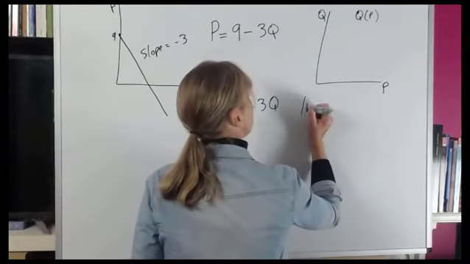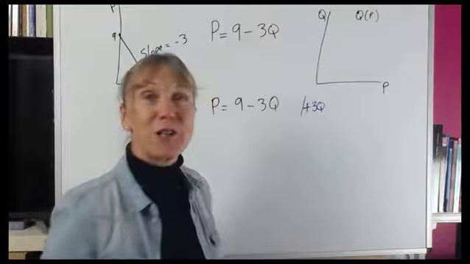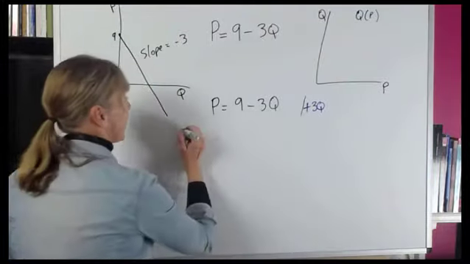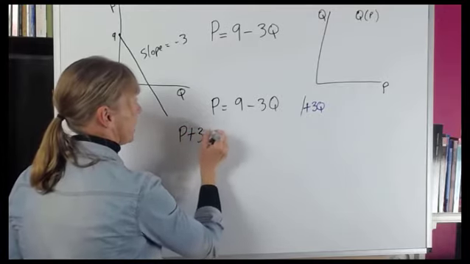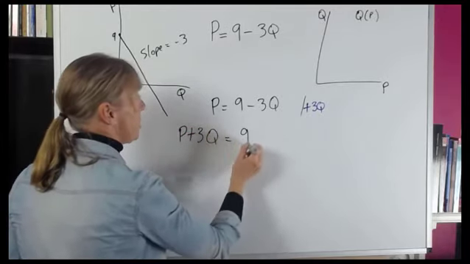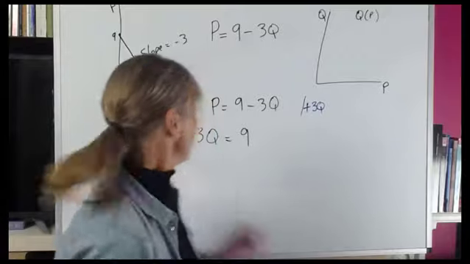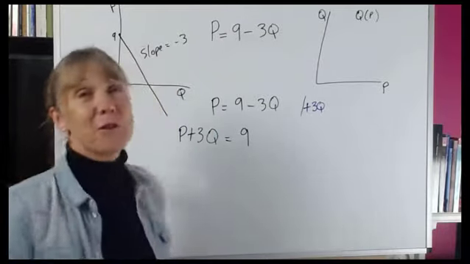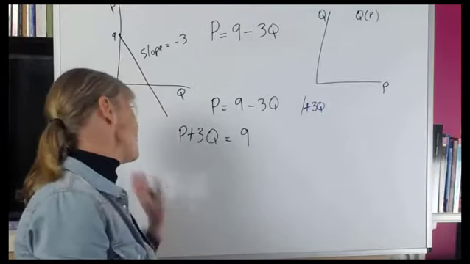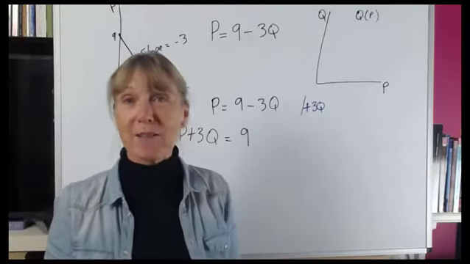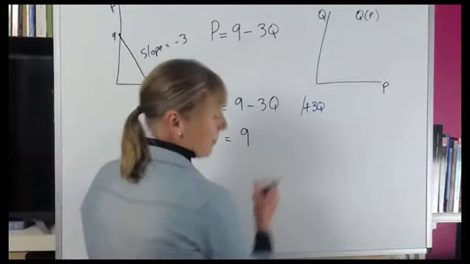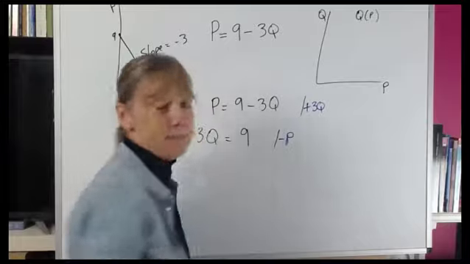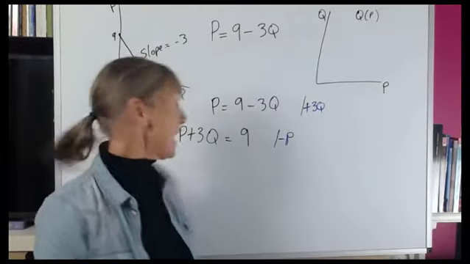So what I'm going to do is add 3Q to both sides. So what happens then? I'm going to get P plus 3Q equals 9. Now, remember I'm trying to get Q all on its own, so now I need to get rid of the P. If I get P to the other side, I'm most of the way there in making Q the subject. So what am I going to do? I'm going to subtract P. So what will that look like?